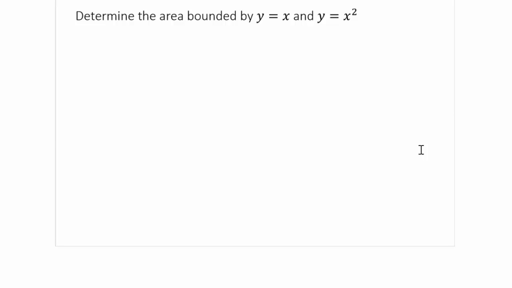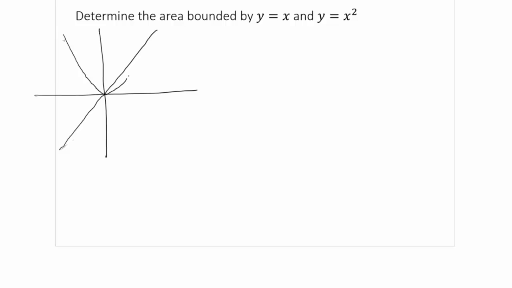All right, here's a good introductory example. Determine the area bounded by y equals x and y equals x squared. They didn't give me a lower limit and an upper limit, so let's draw it. Axes, y equals x, that's just a line. y equals x squared, that's a parabola. So I'm talking about this region right here. What's that area? That's my S.